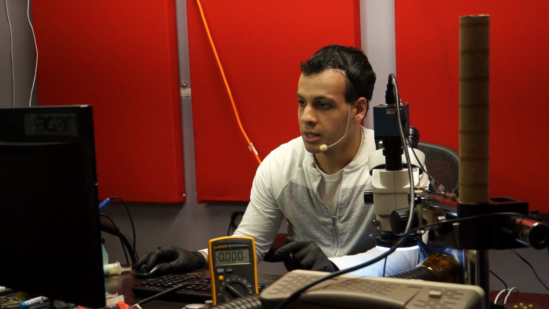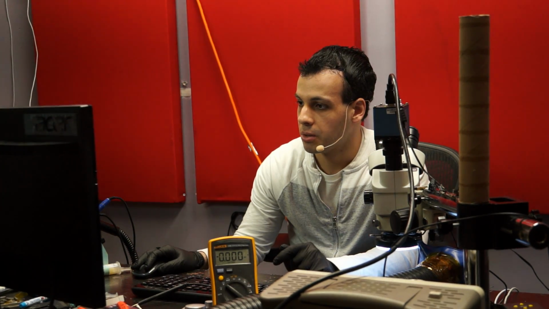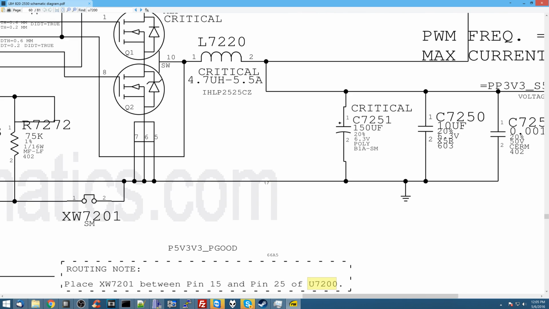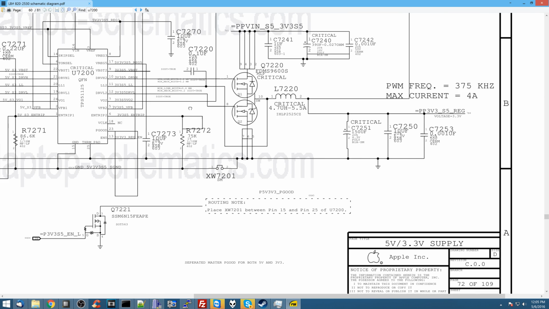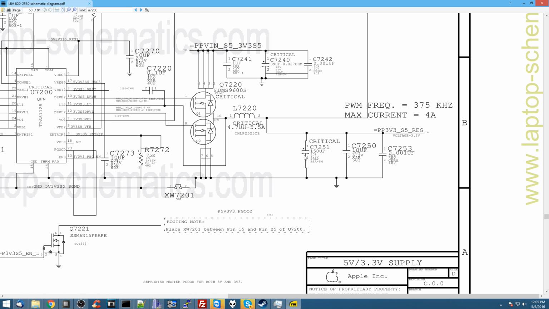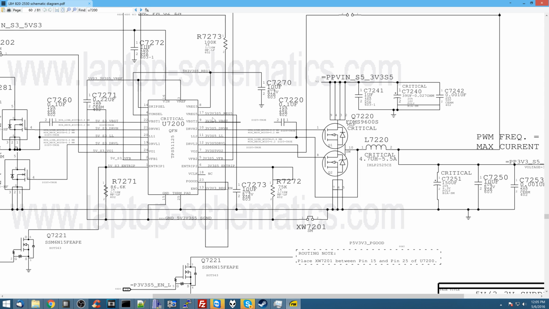So let's check this out. Let's go around the PP3V3S5 area. That's going to be the U7200 IC. This is the stuff where I legitimately feel bad for new people getting into board repair, because this type of stuff is just fundamentally demoralizing when you get trolled this badly. So this is created by U7200.